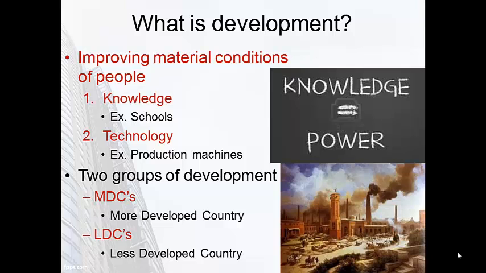All right, and so there's two groups of development, which I just mentioned before: MDCs versus LDCs, a more developed country versus a less developed country. All right, as you can see here to the right, a little picture of the Industrial Revolution, which has progressed many MDCs to where they are today.